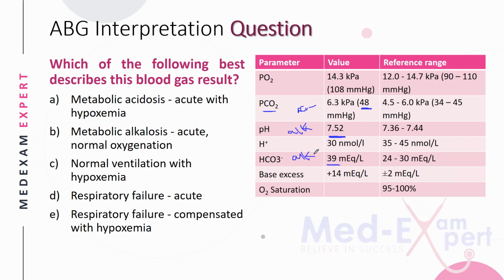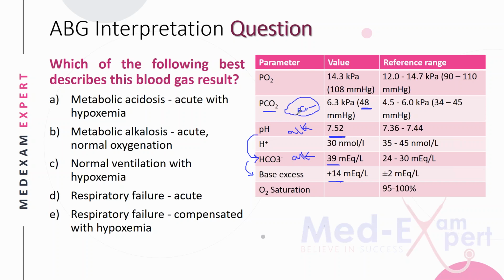So when I match the pH with both arms, the pH matches the bicarb. So it's a metabolic disorder. This also will be confirmed by the base excess. Of course, not every example will give you the base excess or base deficit. Some examples can be given, others are not. But here I have a base excess of positive 14. So this confirms that it's some sort of metabolic alkalosis. And when I look at the carbon dioxide, it goes in the opposite direction.